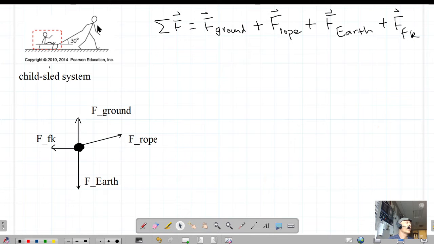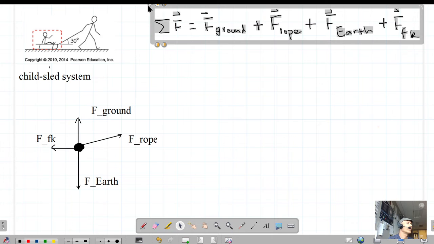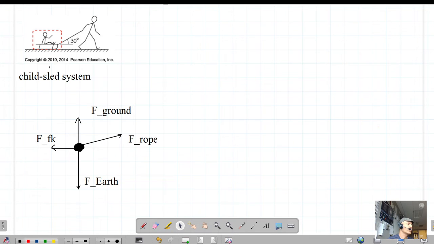So I'm going to remove that, and I'm going to write the scalar statement for each dimension. So the sum of the forces in the x symbolizes the horizontal forces, and that would equal force of rope, the x component, only the horizontal part of it, minus the force of sliding friction, kinetic friction.